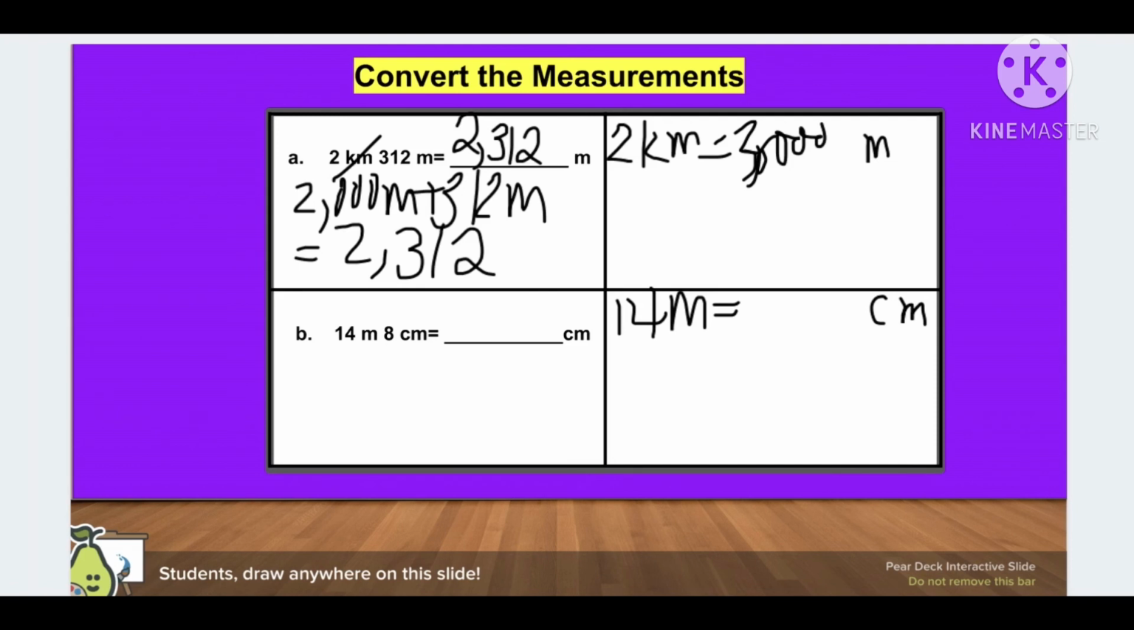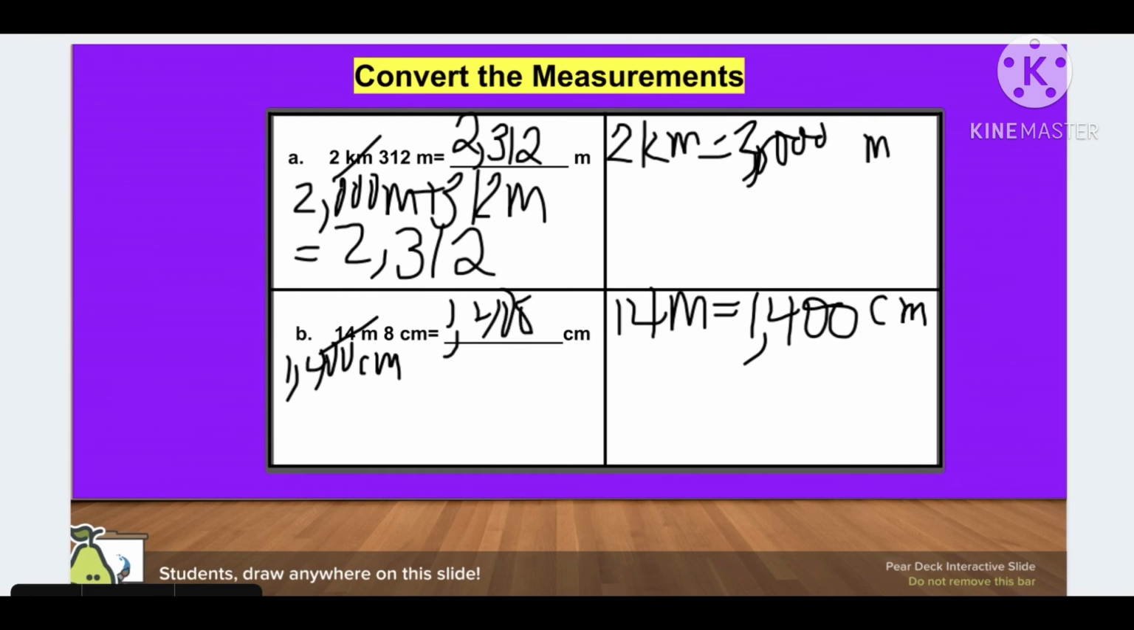So 14 times 100 equals what? What did you say? Me too. 1,400. So now instead of saying 14 meters, I can just say 1,400 centimeters and then add 8 more. So what did you get as your sum when you added 1,400 plus 8? No way, me too. 1,408.